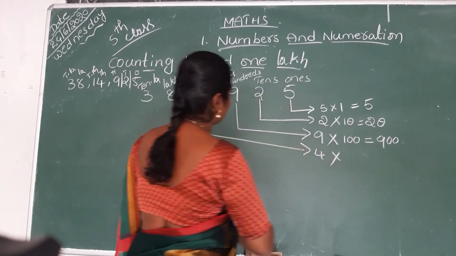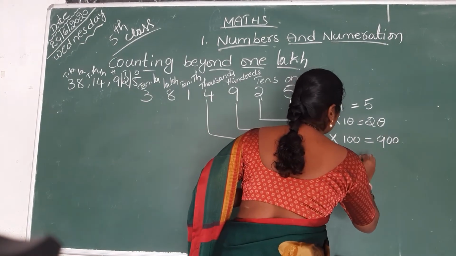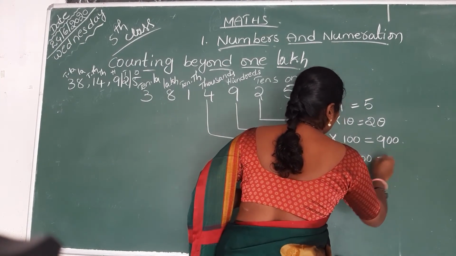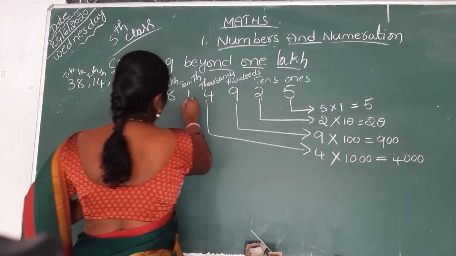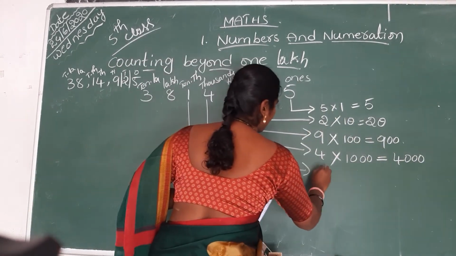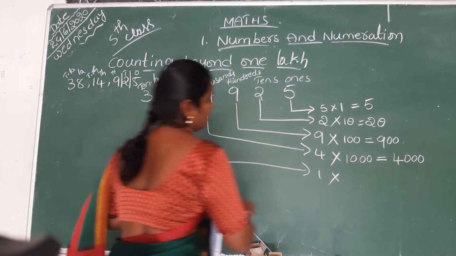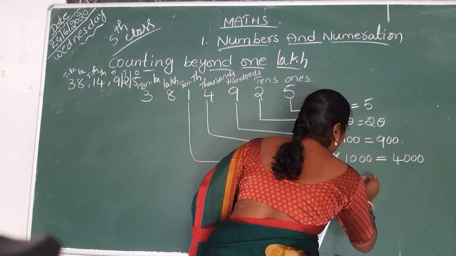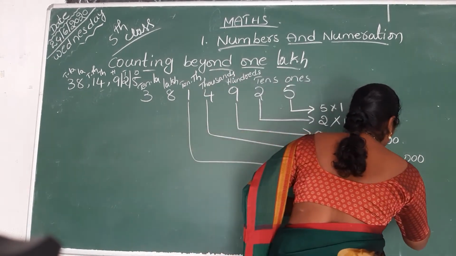Next number 4. 4 is in which place? Thousands place. Now you have to write 1000. 4 into 1000? 4000. Next 1. 1 is in which place value? 10,000. Write 10,000. 1 into 10,000? 10,000 only.